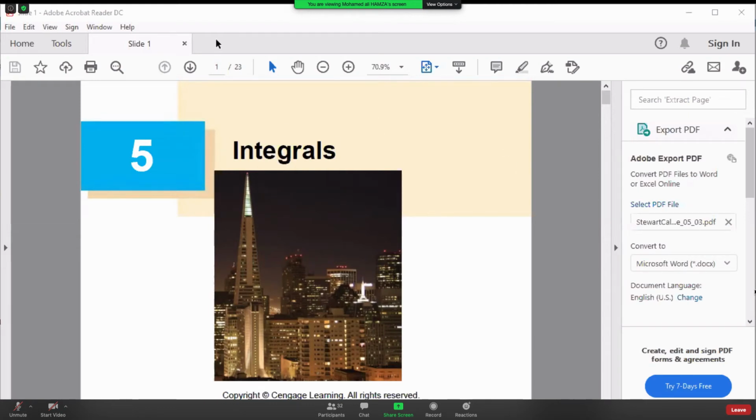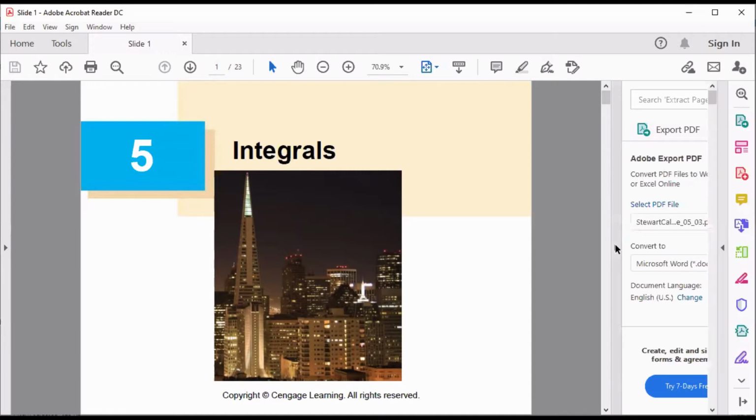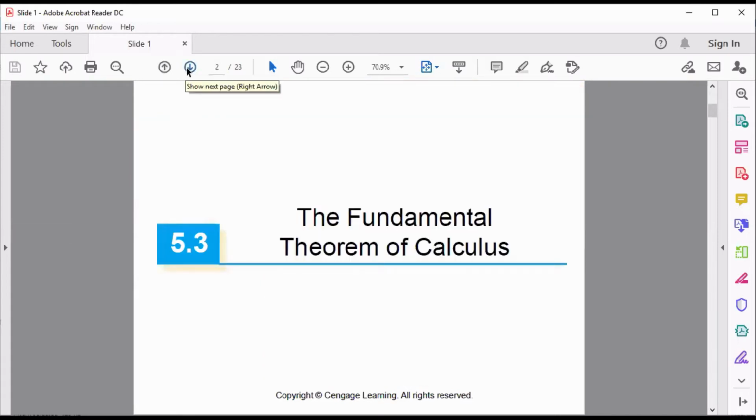Then today, inshallah, we try to talk about the relation or the connection between derivative and integration. In one word, the integration is the antiderivative. That means the inverse action related to the derivative.